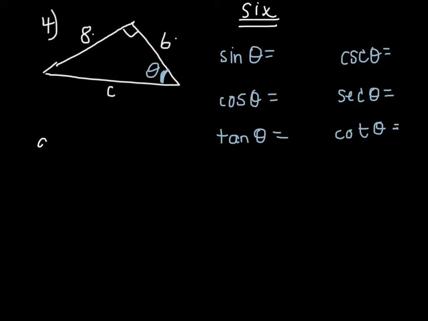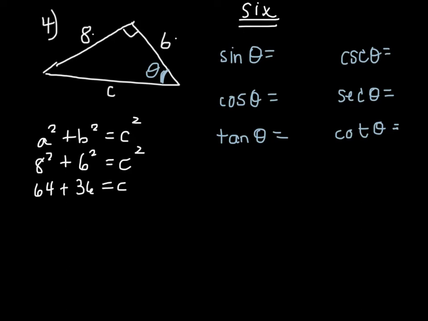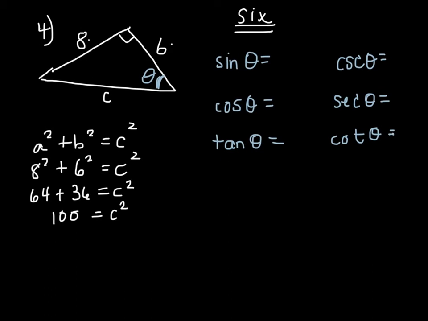So off to the side, we're going to do the Pythagorean theorem to solve for the missing side. We'll put 8 squared and 6 squared, set it equal to c squared. 8 squared is 64, 6 squared is 36. Those added together equal 100. And you square root both sides to get 10 for c. So we're going to put that right there.